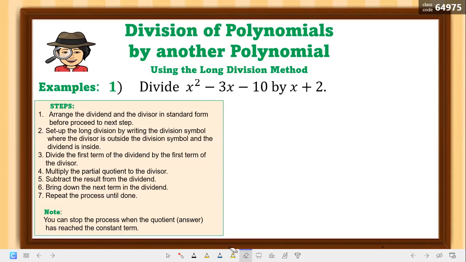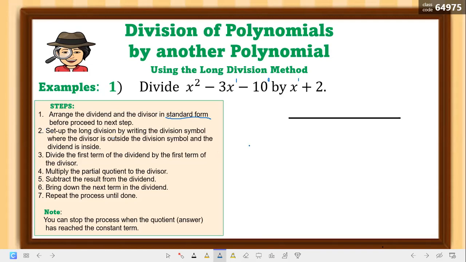Ibig sabihin yan, tignan mo muna yung kanyang exponent. Kailangan kasi nakasabing standard form. When we say standard form, the given exponent of each term is descending. Kailangan naka-decrease siya. If this is 2, meron dyang 1, tapos merong 0 to, kasi di ba constant degree is 0. Since naka-descending na siya, or we call that standard form, you can now proceed to step 2. Kapag hindi, i-rearrange mo siya. Okay? Let's have this one.